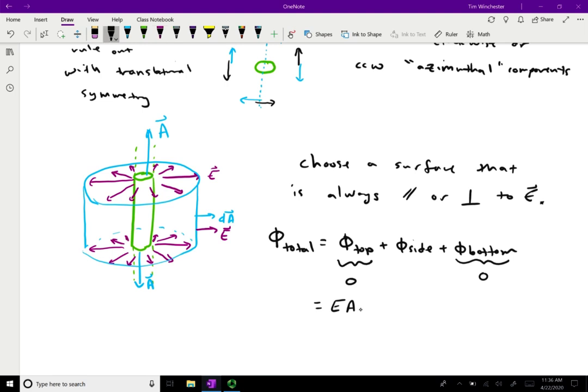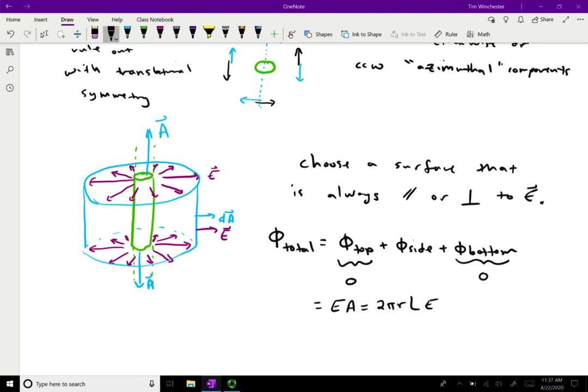Okay. And the area of that curved surface, well, if you imagine just slicing along it and then unrolling, what you would have is a rectangle. And the rectangle is going to have a length that is just the circumference of the cylinder. So that'll be 2 pi r. And then the height of the rectangle is going to be L. So that's the area times the electric field E.